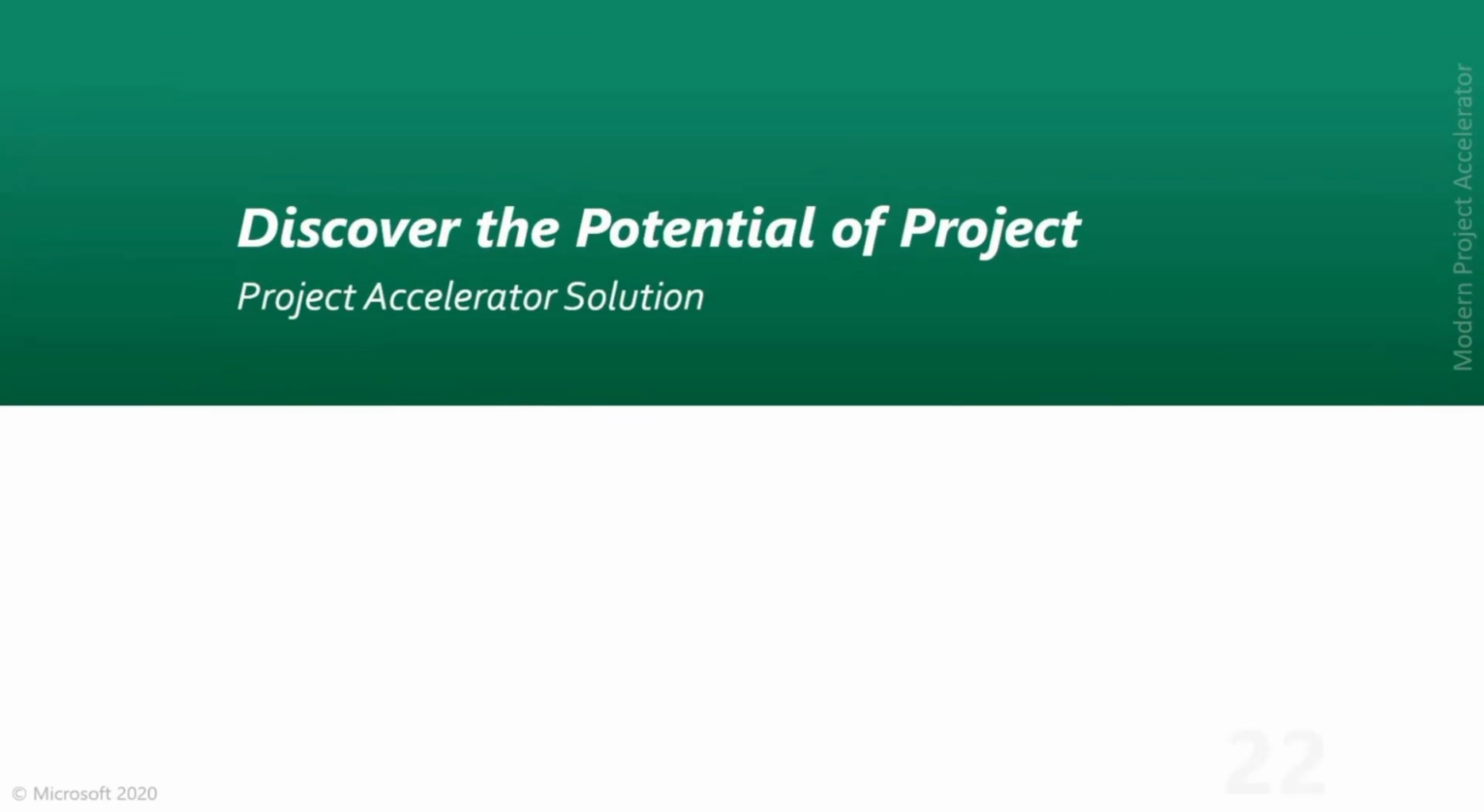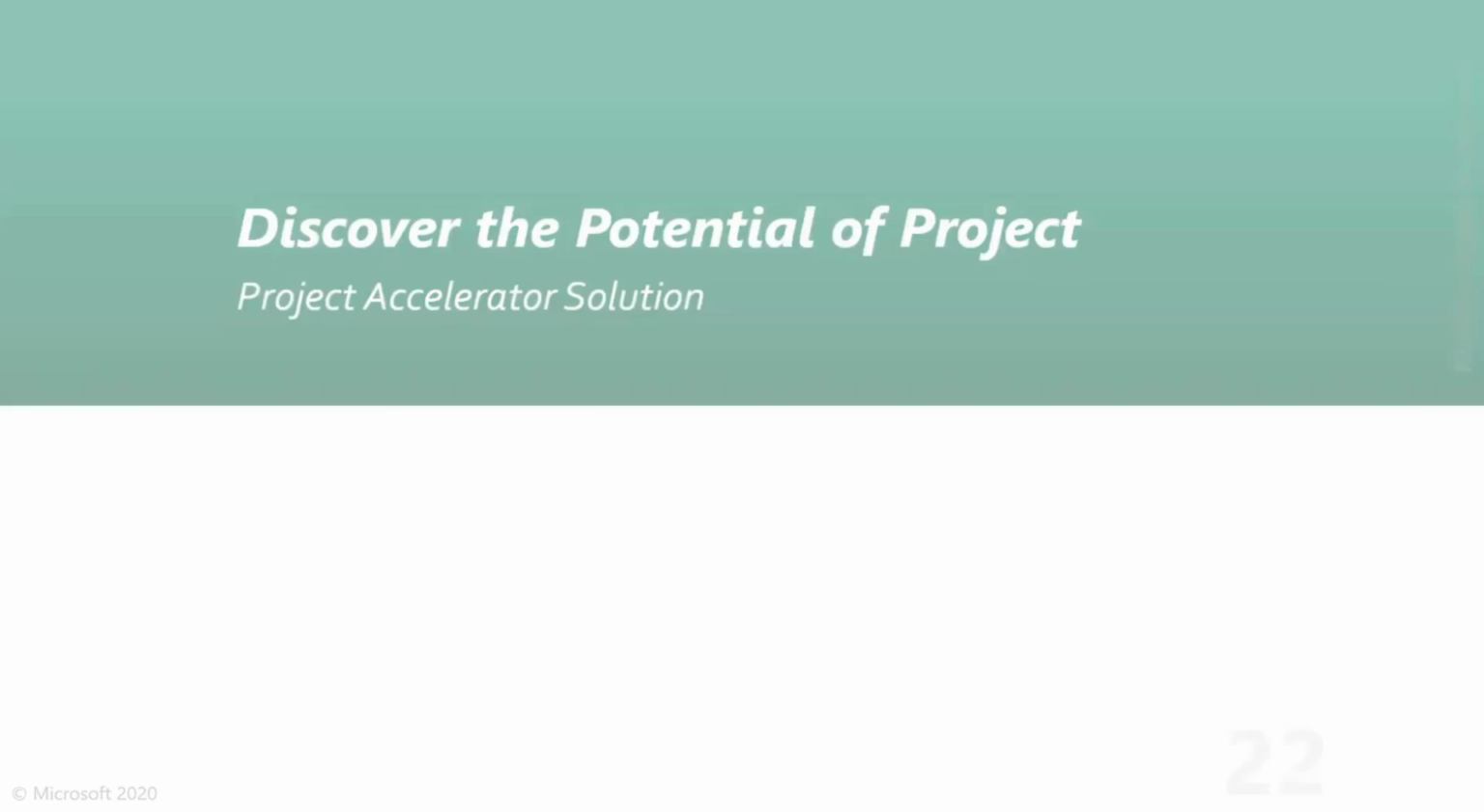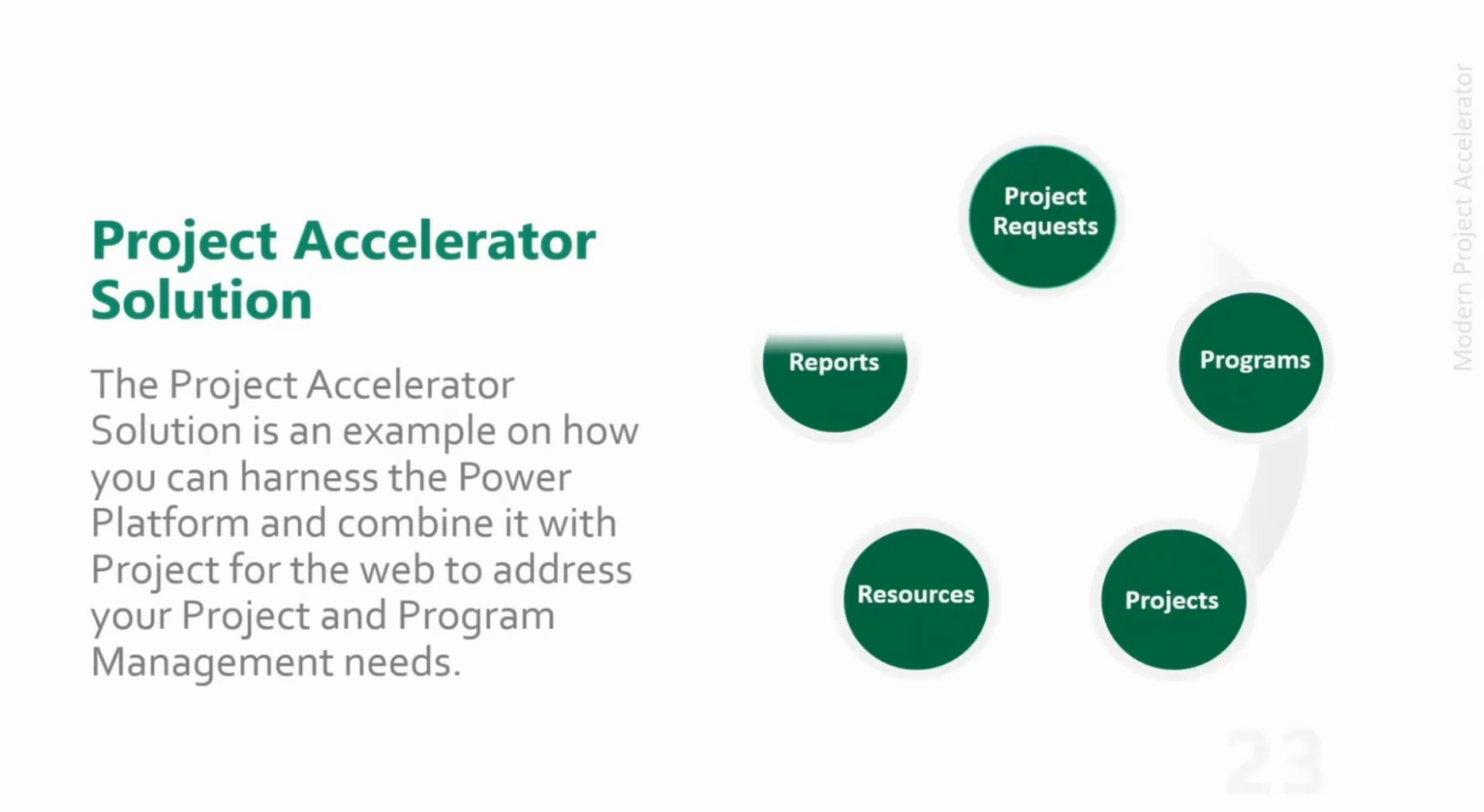And now let's get started on the Project Accelerator solution. The Accelerator solution is one example of how you can harness the Power Platform and combine it with Project for the Web to address your project and program management needs. Now, it can be extended even beyond what we've done here, and I'll be talking about that as we go. But this is an example of what we'll be providing for customers so they can get started with an initial expansion of what they're doing with Project for the Web.